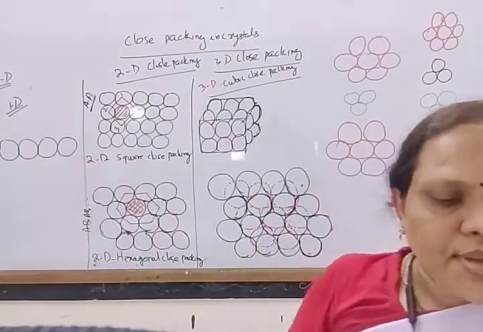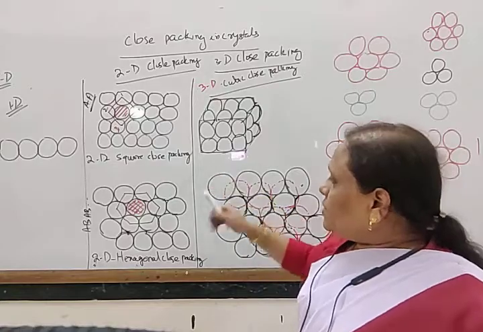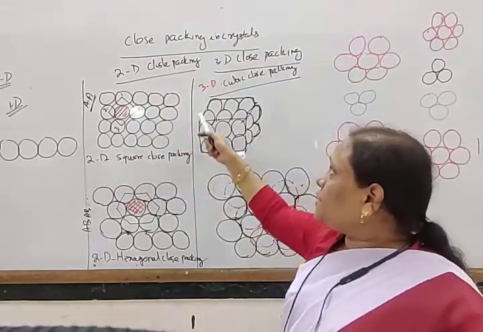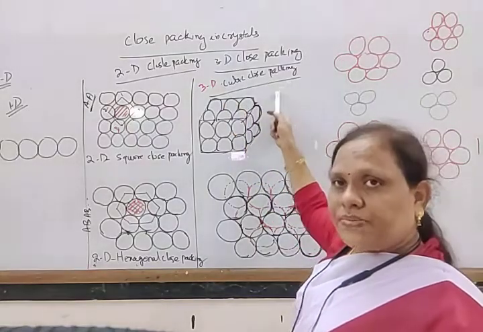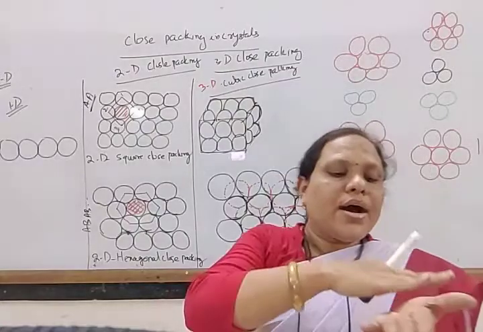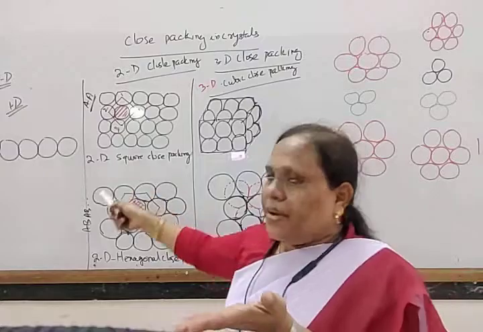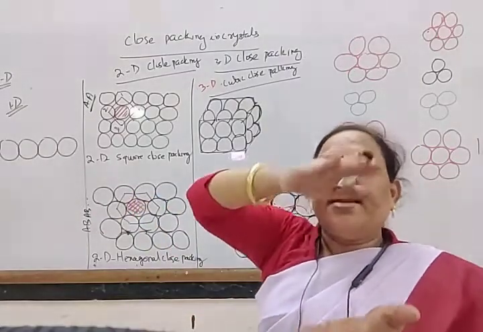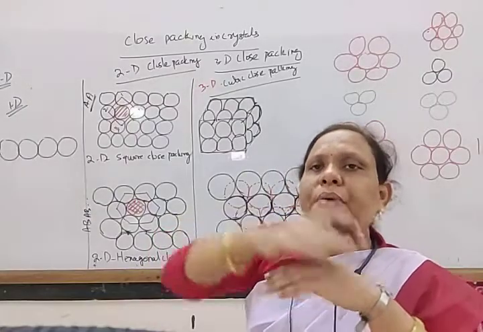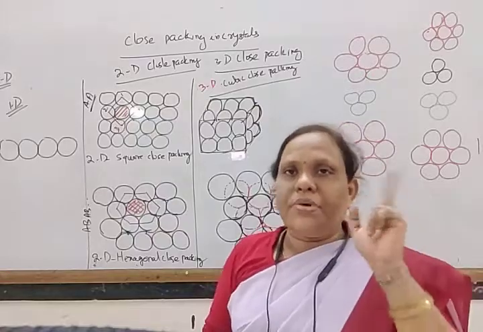And there is another way it can remain. So this two-dimensional square close packing gives rise to three-dimensional cubic close packing. And if we consider the hexagonal close packing, when one hexagonal plane remains above another, and another hexagonal plane again remains above that, this type of arrangement gives you two types of structure.